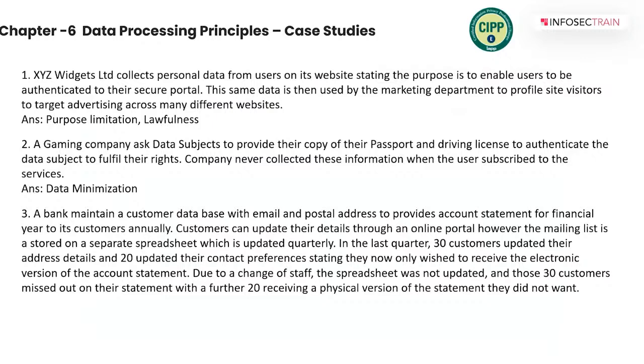Due to a staff change, there was a manual, human error. The spreadsheet was not updated for the last quarter, and 30 customers missed out on their statement, with a further 20 receiving a physical version, which they clearly said they didn't want to receive.